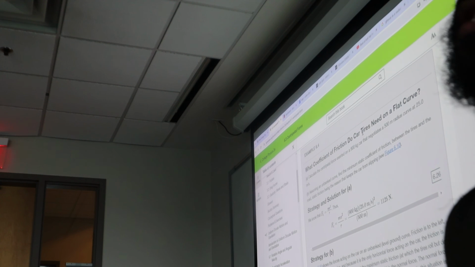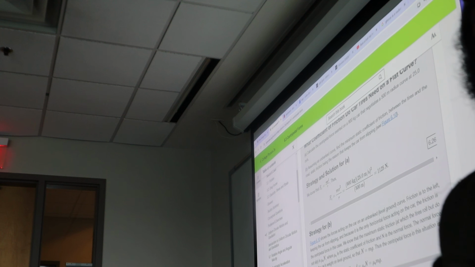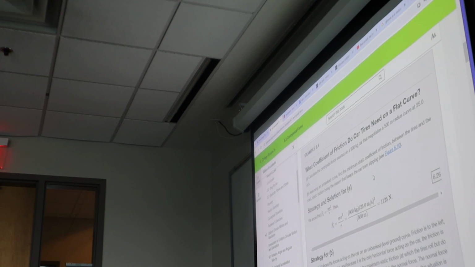What coefficient of friction do car tires need on a flat curve? Calculate the centripetal force exerted on a 900 kilogram car that negotiates a 500 meter radius curve at 25 meters per second. Assuming an unbanked curve, find the minimum static coefficient of friction between the tires and the road, static friction being the reason that keeps the car from slipping. Calculate the centripetal force.